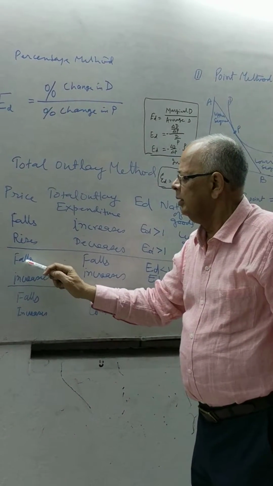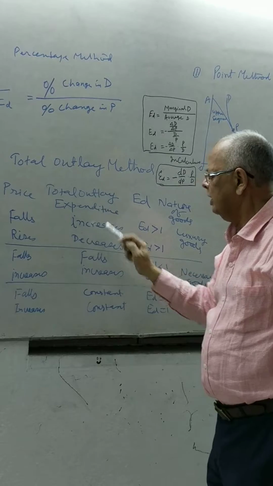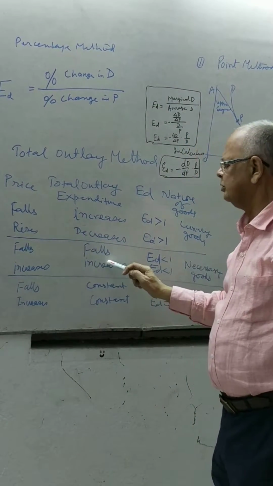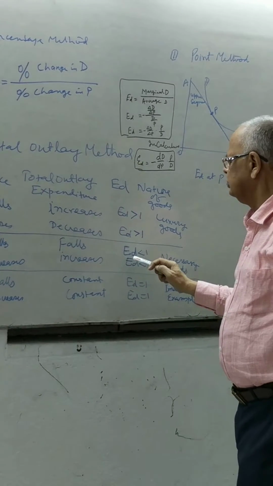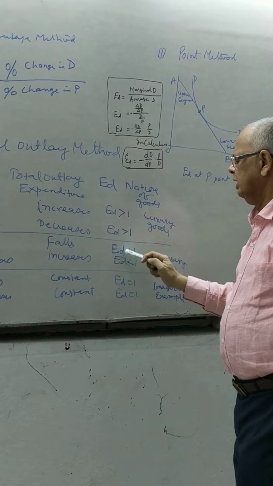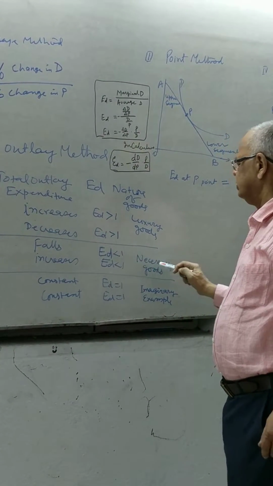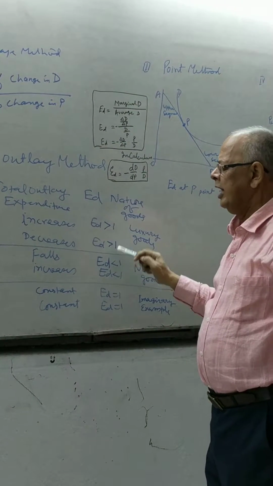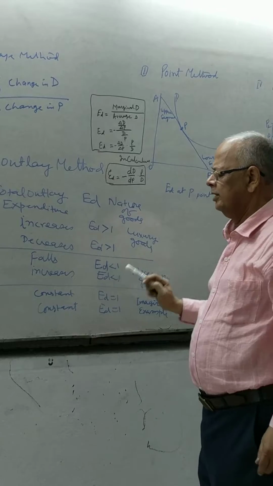The second case is price falls, total expenditure falls. Price rises, total expenditure rises. This is called elasticity less than 1. Elasticity less than 1 means necessary goods. These two are very practical things, and we can get more than 1 or less than 1.